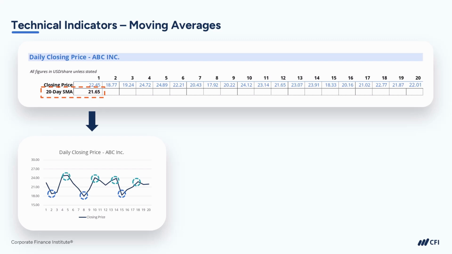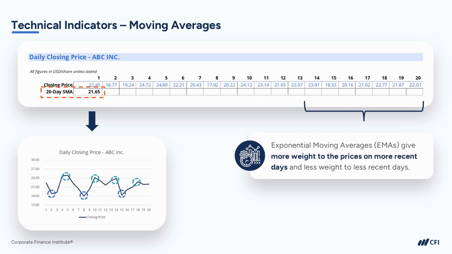Technical analysts will sometimes also use exponential moving averages, or EMAs, which give more weight in the average calculation to the price on the most recent days and less weight on the price in less recent days, in an attempt to make their model more responsive to recent information. This is called adding a recency bias to the analysis.